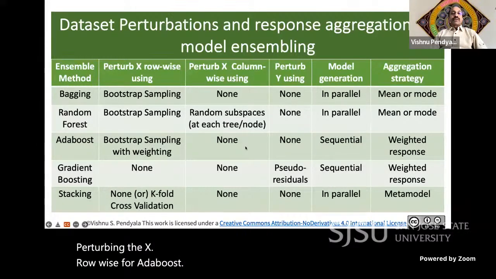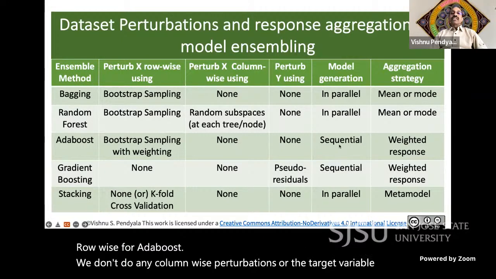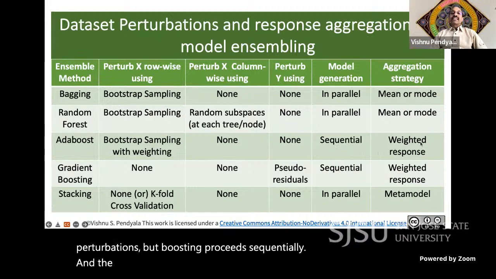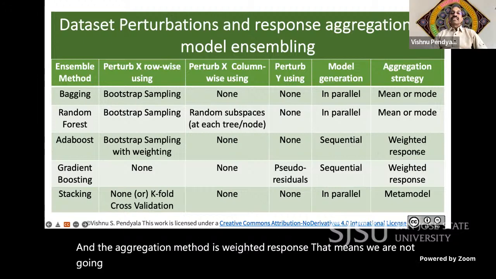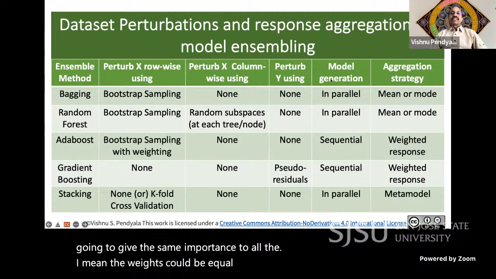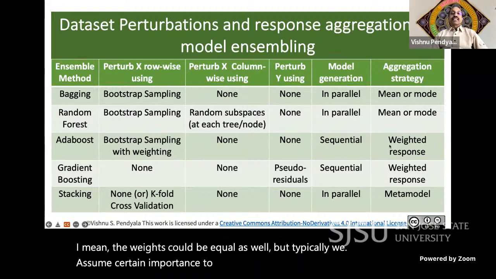We don't do any column-wise perturbations or target variable perturbations, but boosting proceeds sequentially. And the aggregation method is weighted response. That means we are not going to give the same importance to all the base learners. The weights could be equal as well, but typically we assume certain importance to each of the base learners. So that's the weighted response.